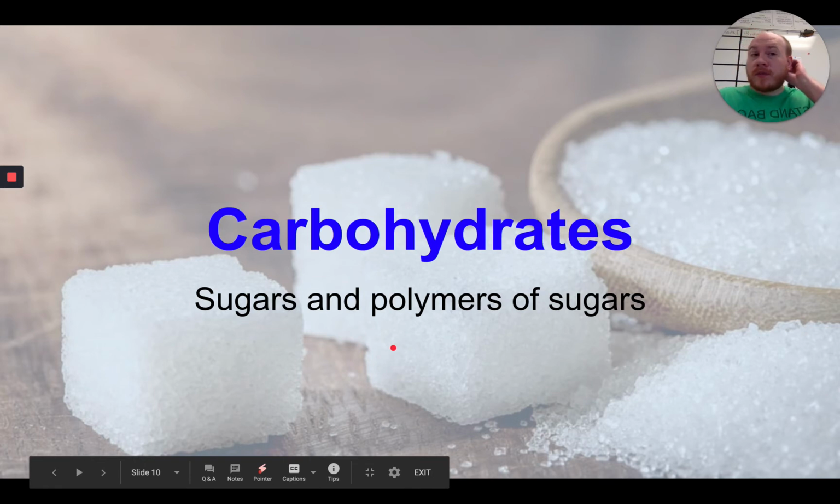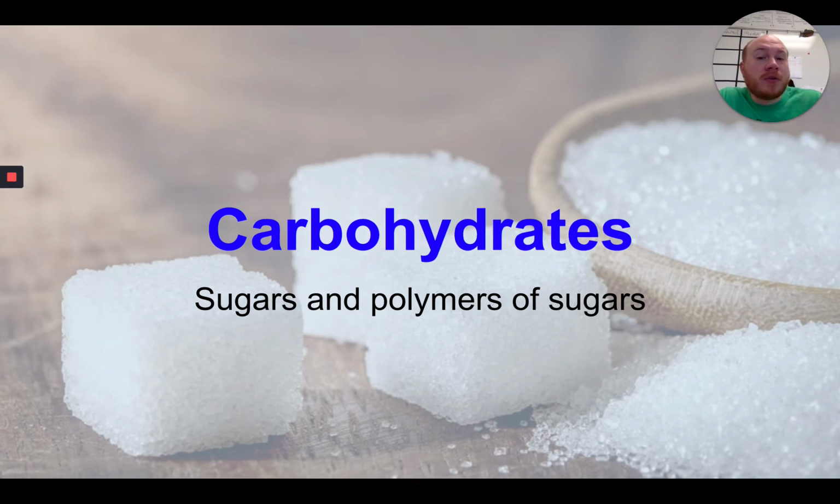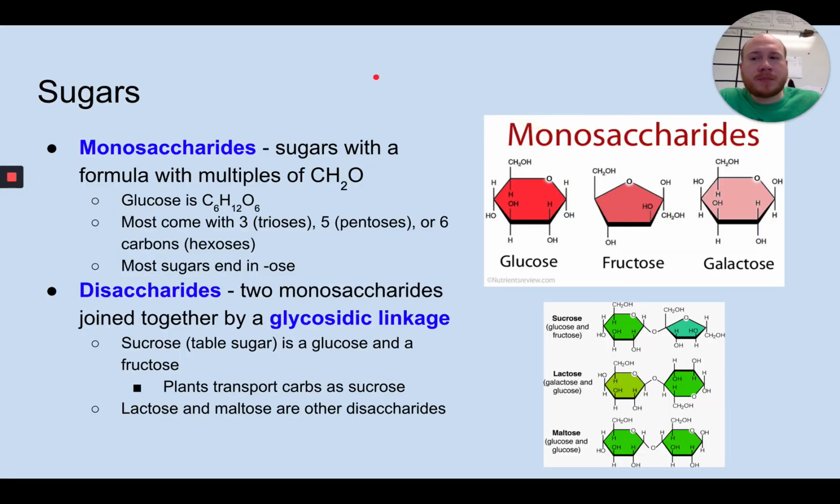So, let's talk a little bit about carbohydrates. Carbohydrates are generally sugars and the polymers of sugars. The monosaccharides are going to be your monomers of the sugars. Monosaccharides means single sugars. They generally have some multiple of CH2O. So an example would be glucose is C6H12O6. And most come with either 3, 5, or 6 carbons.